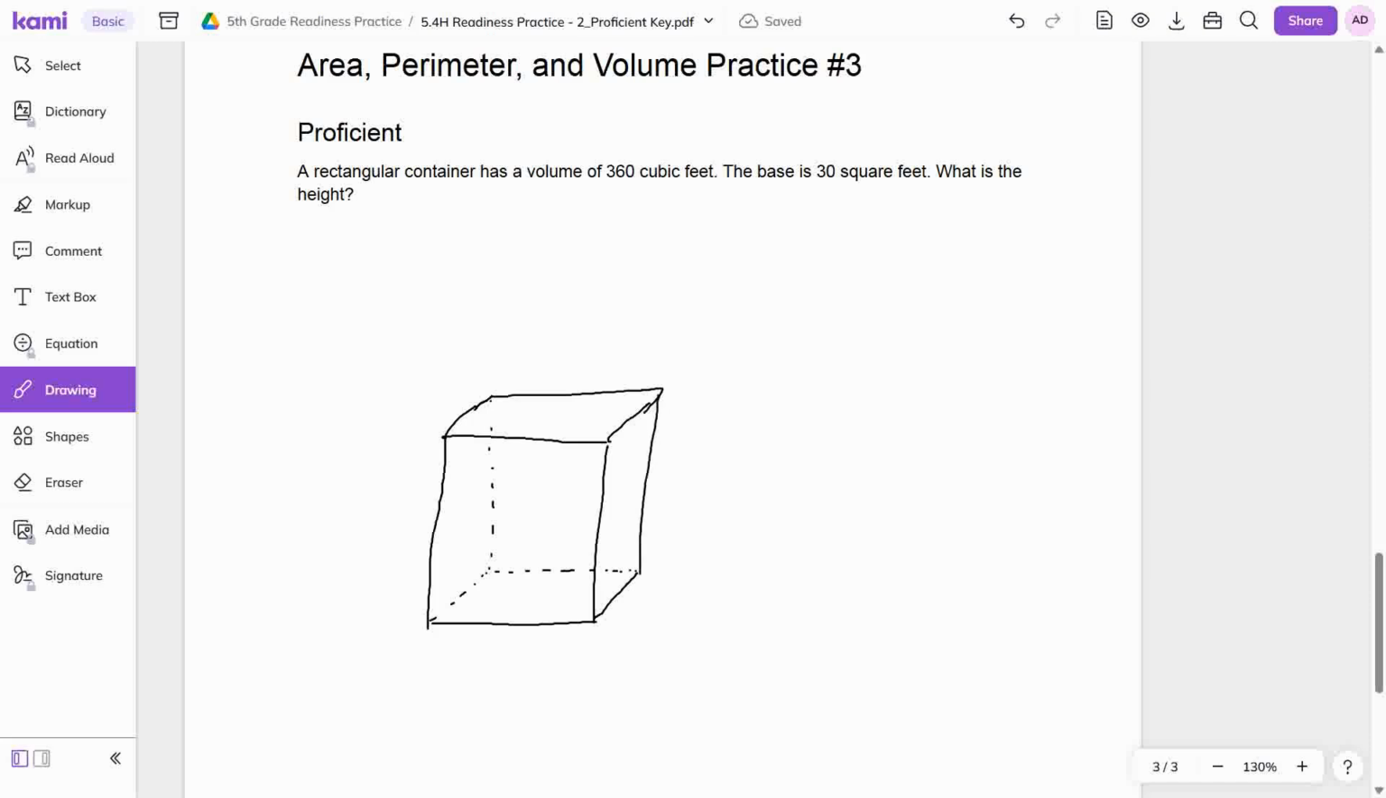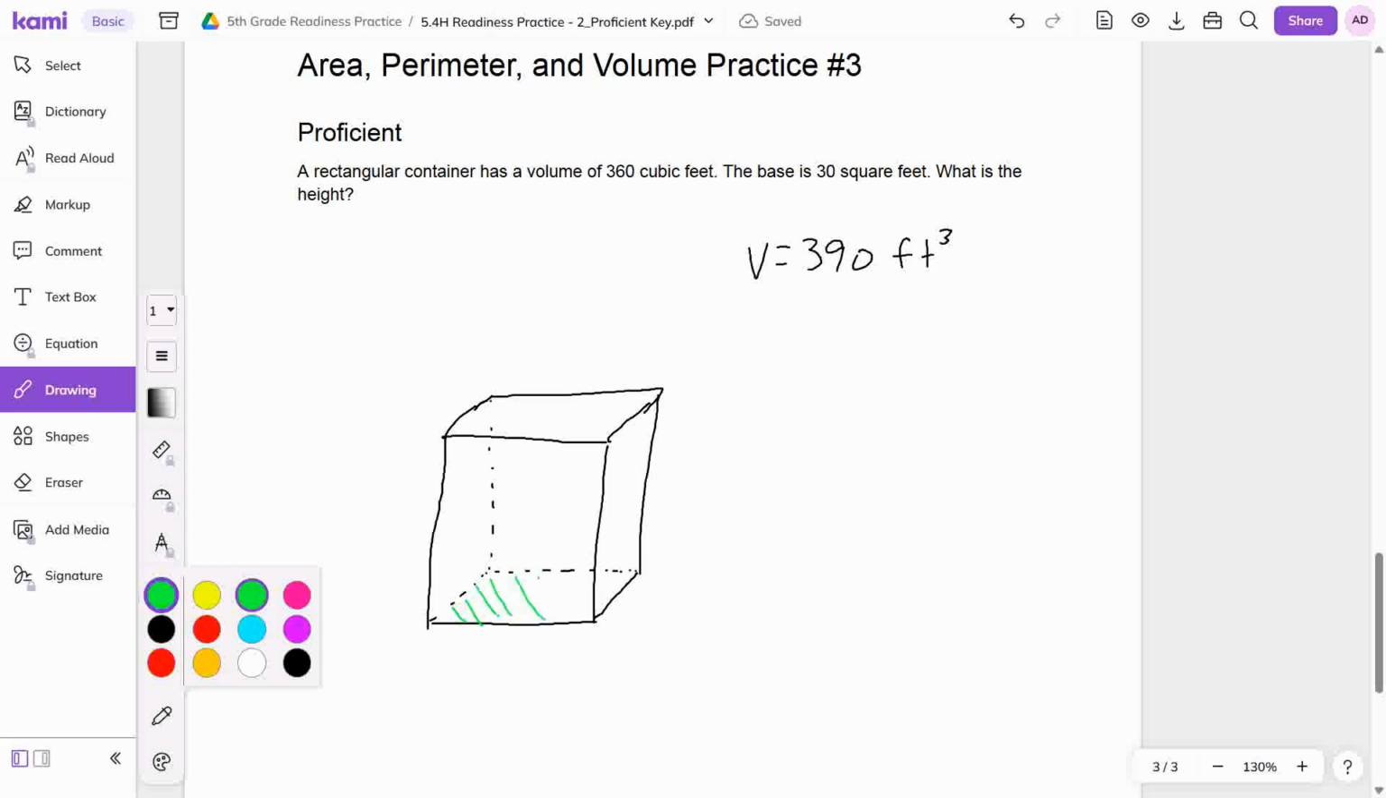Now, what do they give us? They give us the volume, 390 cubic feet. And I'll write it like this. This time, this is the other way to write cubic feet. The base is 30, so they give us the base again. Okay, so big B equals 30 square feet. I'm looking for the height. That's my missing number. Well, remember, volume equals base times height. So since my volume is 390, I can say 390 equals my base, 30, times height.